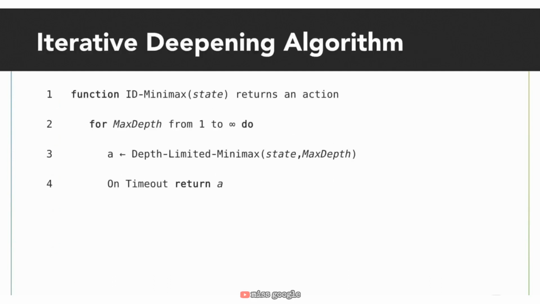So here's the high-level algorithm for iterative deepening. I've named the function id-minimax and it returns an action. As you can see in line 2, it's a for loop for a variable max depth that goes from 1 to infinity. And line 3 shows what we intend to do. We are updating a, the action we will return at each iteration, by calling the depth-limited version of Minimax. Here I'm showing a version that uses the maximum depth as an argument. Finally, when the system alerts us that time is almost up, we return the last version of a.